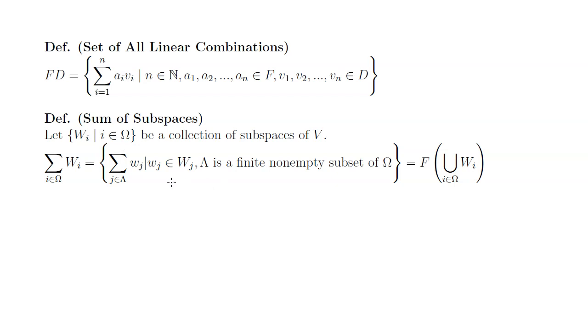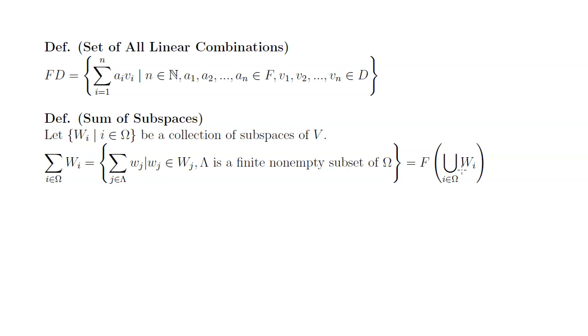But remember that if you do that, you end up taking all the possible linear combinations of elements in the W_i's. So this sum of subspaces ends up being exactly the same set as F times the union of all those subspaces, F being the field. So the sum is really the same thing as the set of linear combinations of the union of the subspaces.